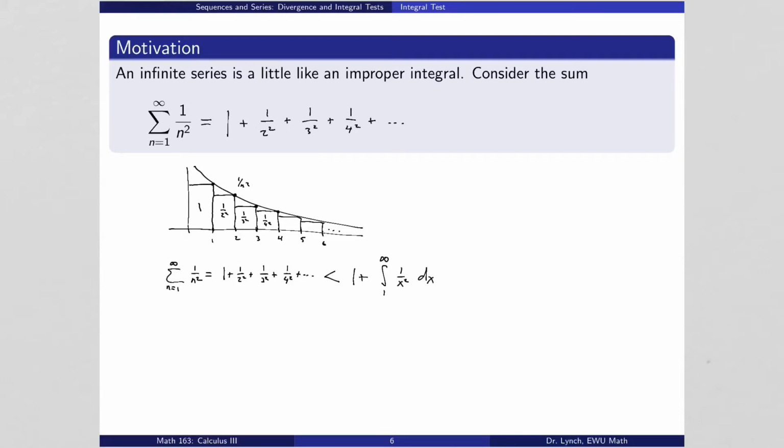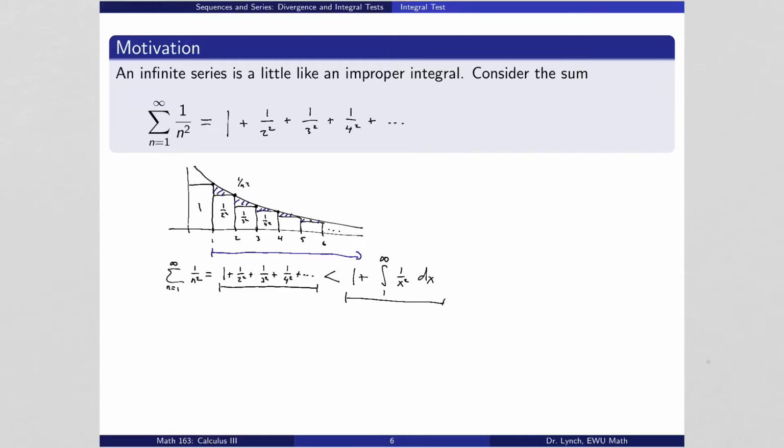So the relationship is that the infinite sum, the series, is less than or equal to 1 plus the improper integral. And in order to see that, just remember that the improper integral would be the area under the curve on the interval from 1 off to infinity. Okay, so certainly there's some gaps here, and these gaps are where we find the inequality.